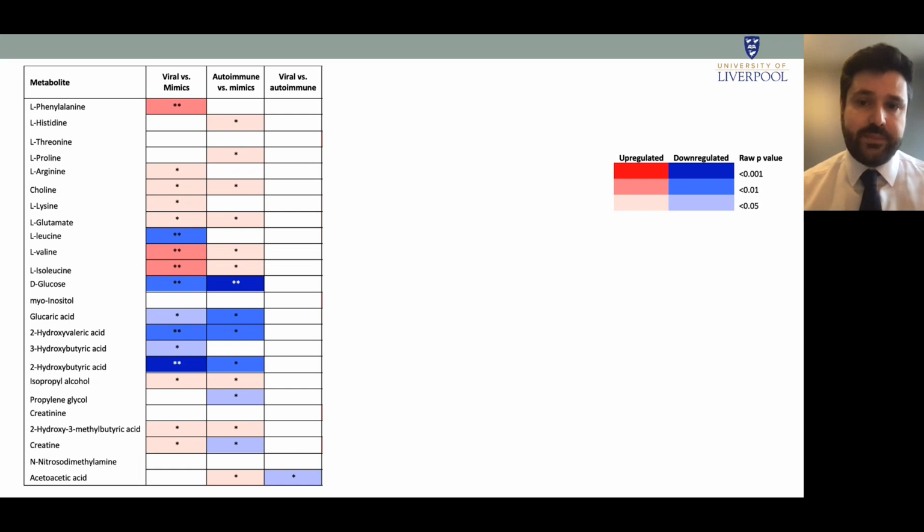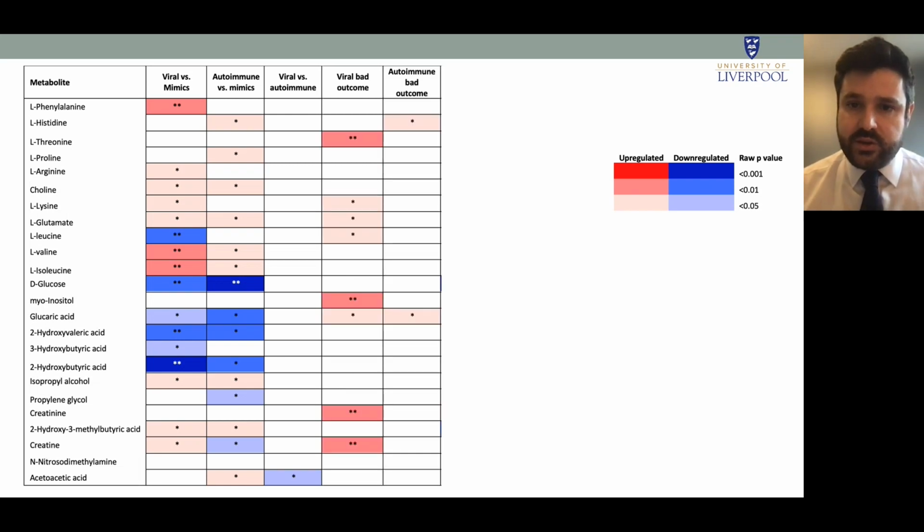This plot shows the metabolites which varied in the between group comparisons. Again, the upregulated metabolites are red and downregulated are blue as before. You can see in the first two columns that there are significant differences between the metabolome in viral encephalitis versus mimics and in autoimmune versus mimics, although the metabolome of viral and autoimmune is actually fairly similar. Several amino acids were upregulated in encephalitis, and several compounds concerned with energy production, including glucose and ketone bodies, were depleted.